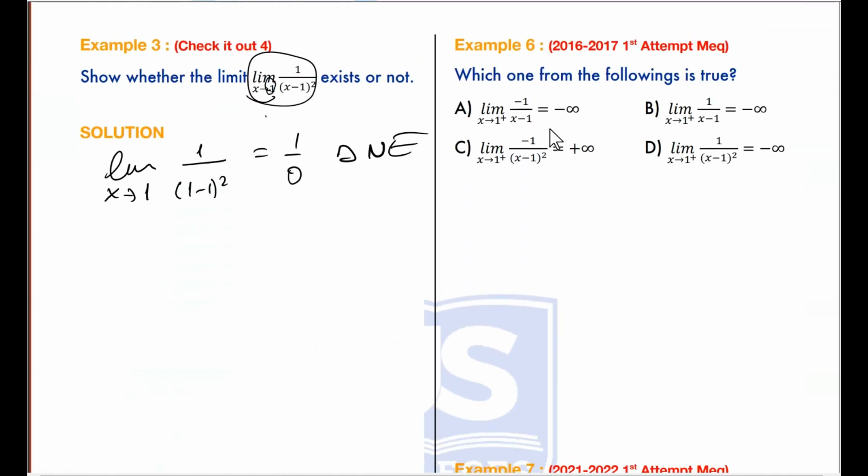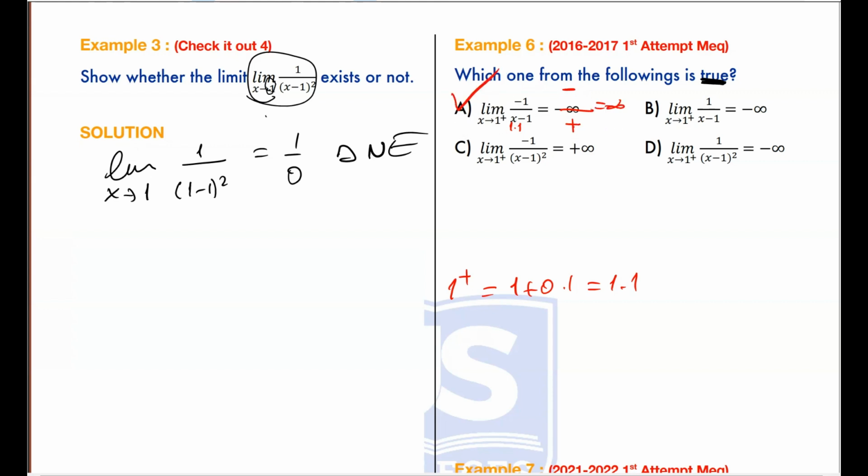Another ministry question. All of the options are asking about one-sided limits, and we determine which one is true. The first option, 1 from the right. Pick a number from the right, like 1.1. If you insert the 1 from the right, you add 0.1 to the 1, so you use 1.1. So negative is the sign in the numerator. 1.1 minus 1 is 0.1, which is positive. So negative divided by positive is negative infinity.